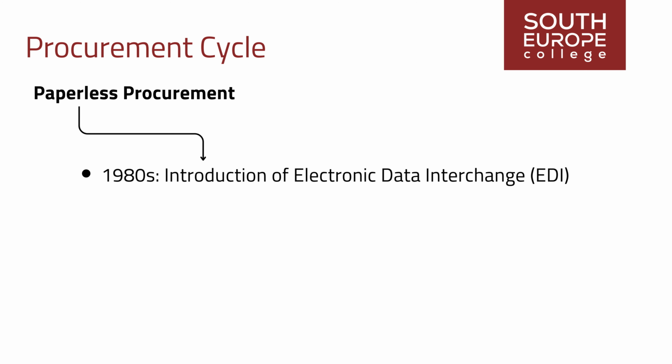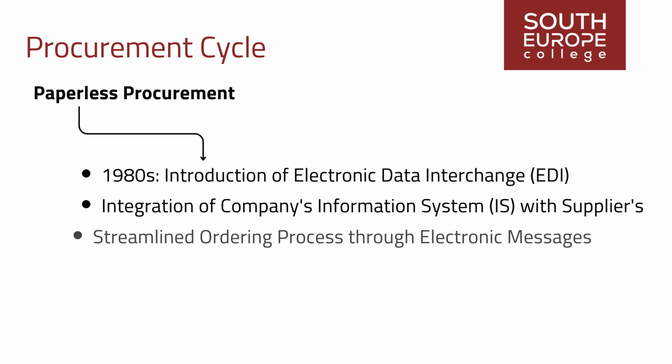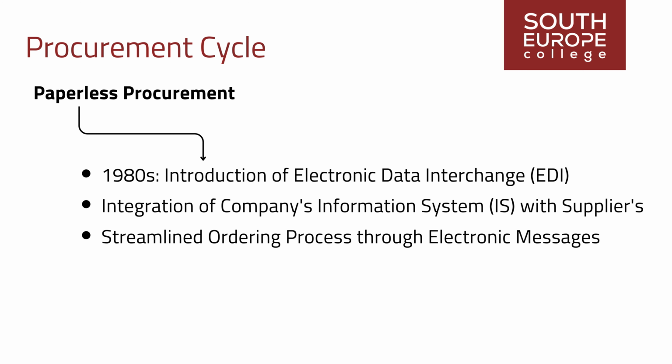This automated procurement method seamlessly integrates a company's information system, IS, with the suppliers, streamlining the ordering process through electronic messages. Many businesses have embraced this approach, known collectively as e-procurement, which offers various automated solutions for more efficient and error-resistant procurement operations.